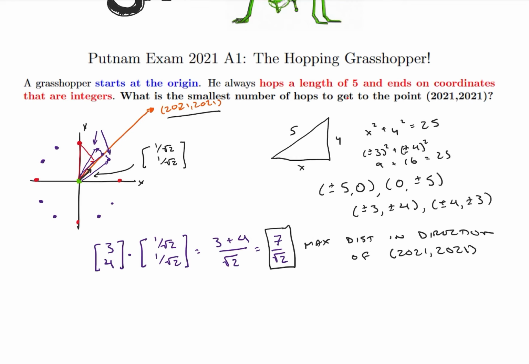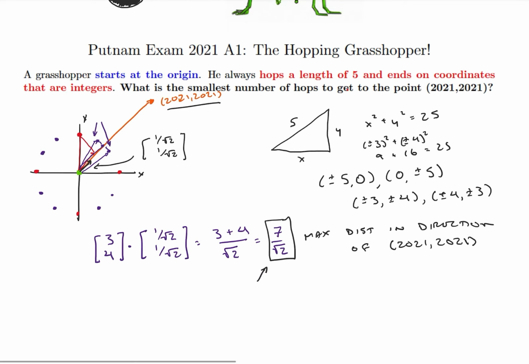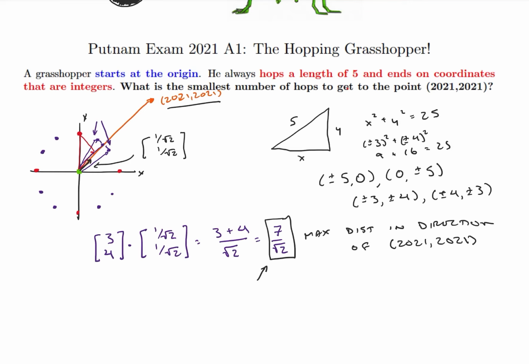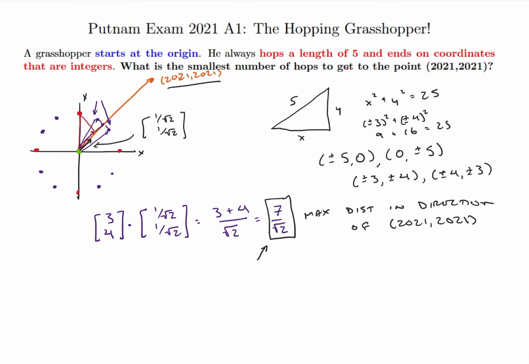So if this is the maximum forward progress that I can make, how far do I have to go? If I'm going to the point 2021, 2021, then if I draw that triangle, 2021, 2021, this length over here is going to be square root of 2 times 2021.